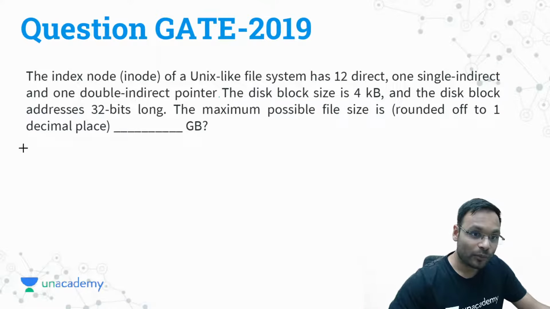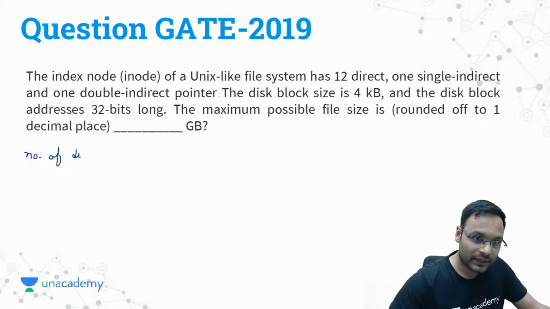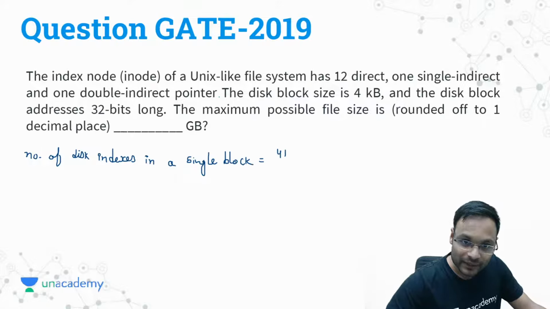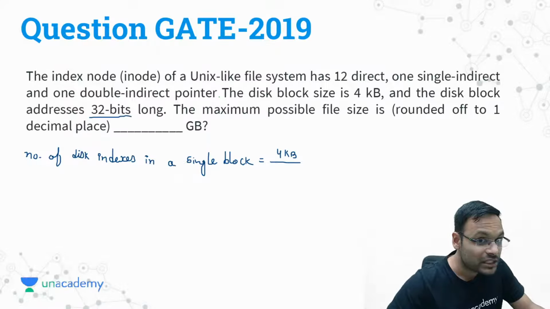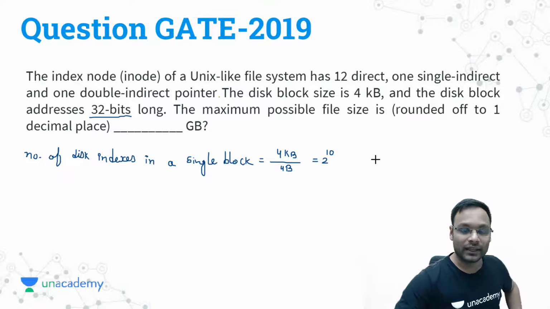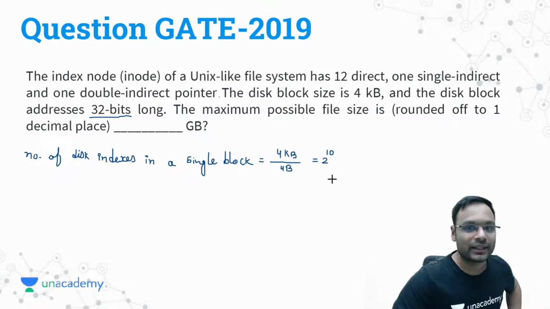Can you tell me how many entries we can have, the number of disk indexes in a single block? In a single block, how many entries can you keep? Single block size is 4 kilobyte. Each block numbering you will have to keep of 32 bits. 32 bits means 4 bytes. 4 kilobyte divided by 4 bytes is 1k, 2 power 10. So 2 power 10 entries you can keep.